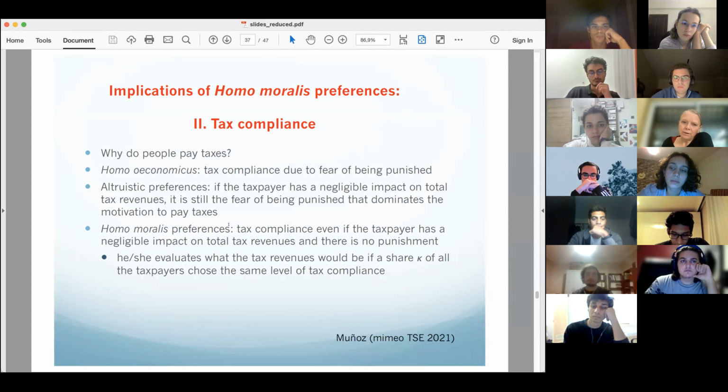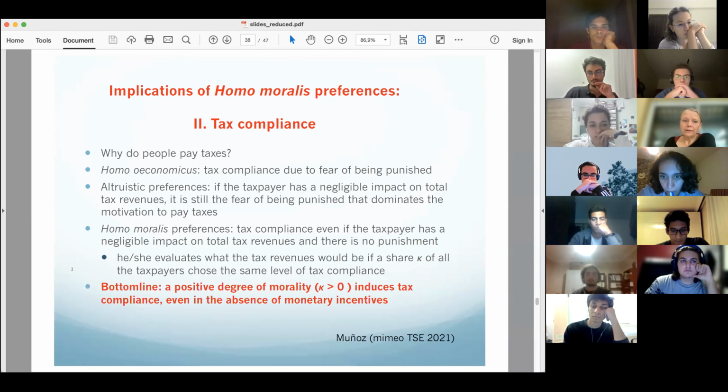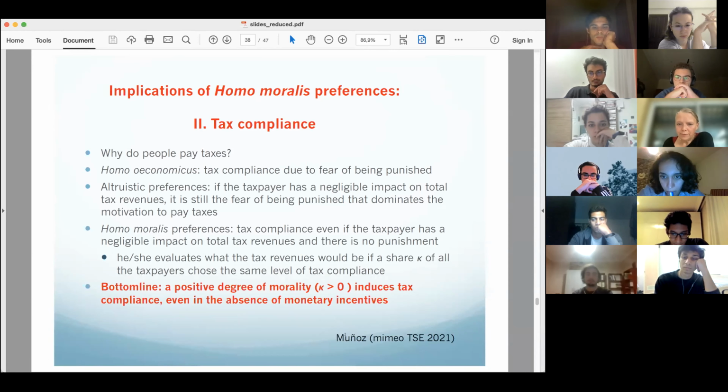Homo moralis preferences here are very different, because the taxpayer will evaluate what the tax revenues would be if a share kappa of the whole population would choose the same level of tax compliance. So it's as if the individual now had a large impact on total tax revenues. The bottom line here is that a positive degree of morality induces tax compliance even in the absence of monetary incentives. This is work by a PhD student of mine who is currently still at TEC.